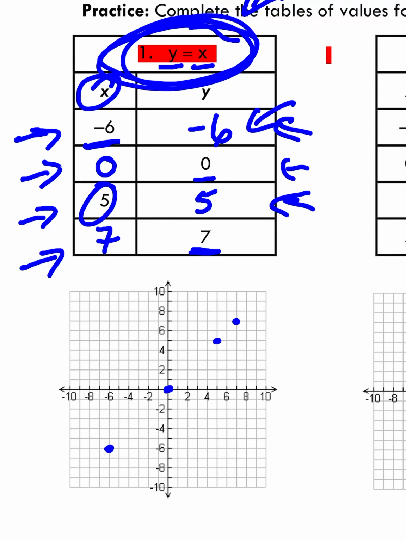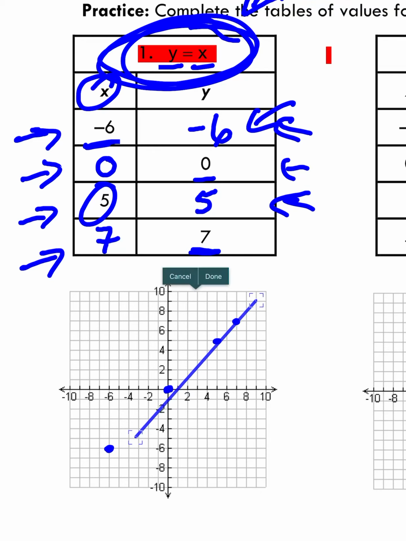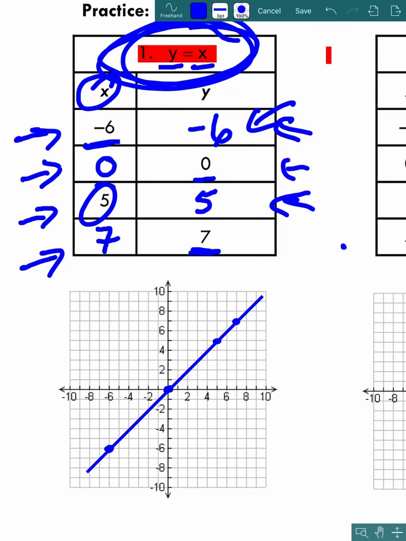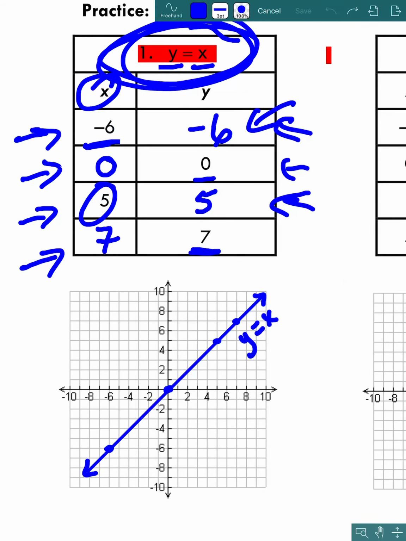All right, once we've plotted a bunch of points, we're going to join them with a straight line. You should always use a ruler. You want to fill the grid right up completely. You're going to draw an arrow at either end to show that it continues, and you can even label it y equals x.